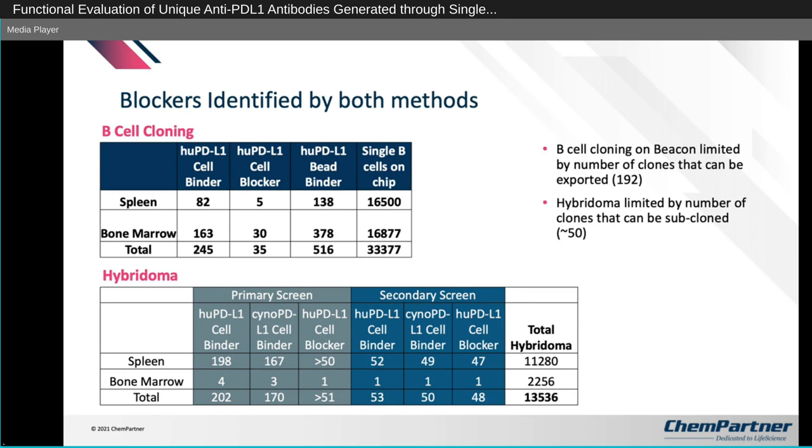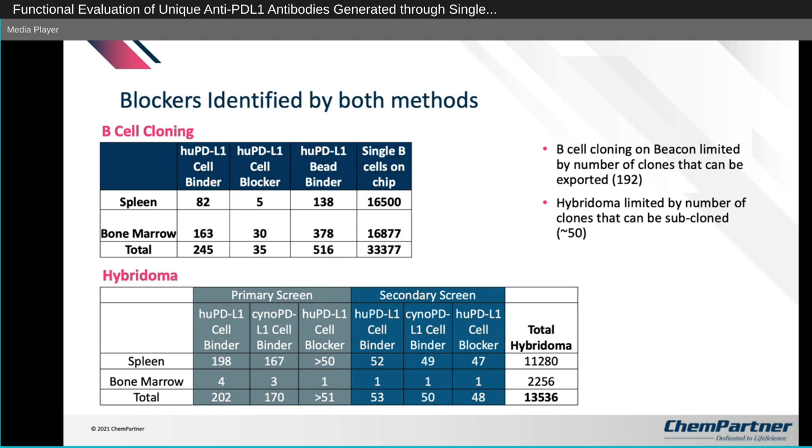So this is the comparison of B cell cloning versus hybridoma output. On top are the B cell cloning results for either cell-based or bead-based binders. In total, we evaluated around 33,000 single plasma B cells on the chips. Over 200 of them bound human PD-L1 on CHO-K1 cells, and of those, 35 had blocking activity, and over 500 bound human PD-L1 on beads as well.